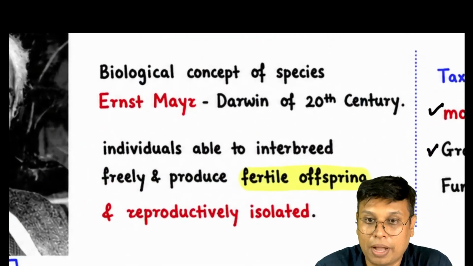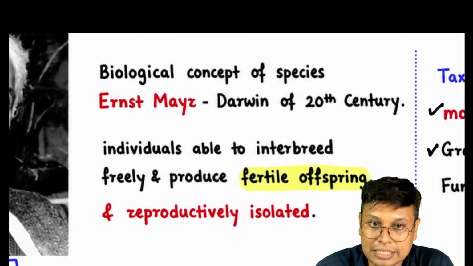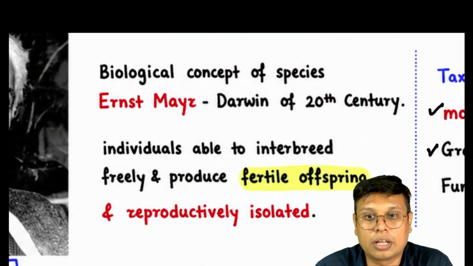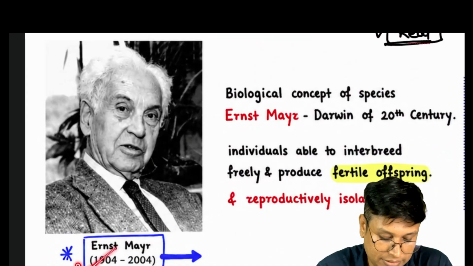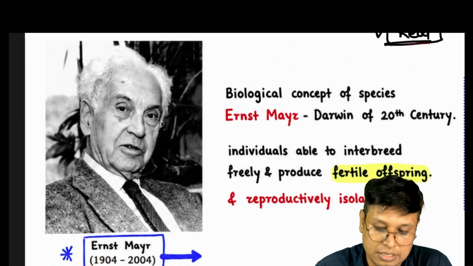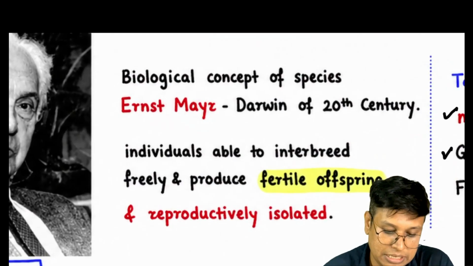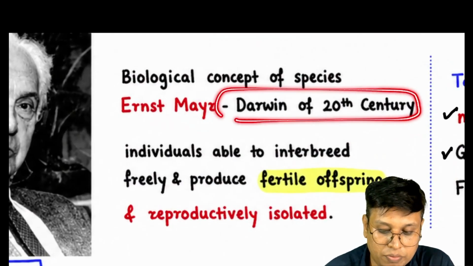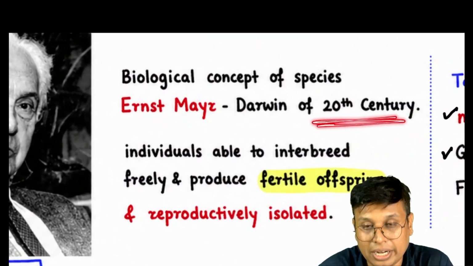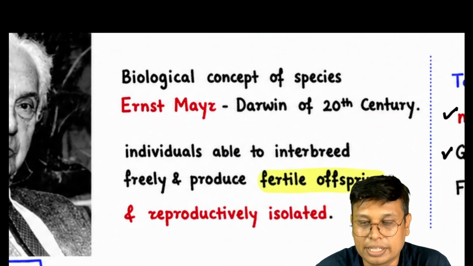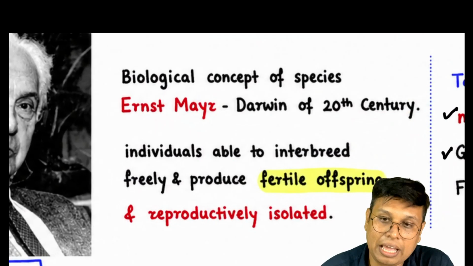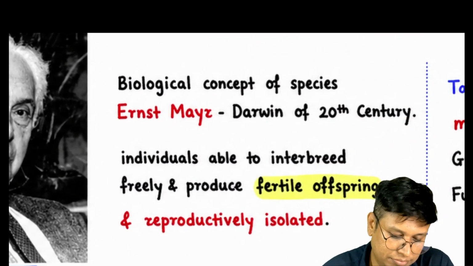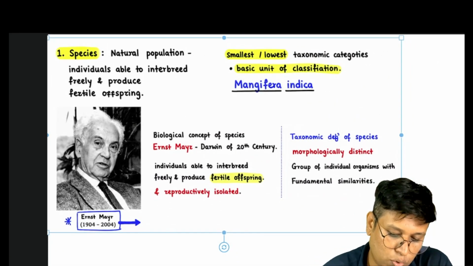Now we are going with the biological concept of species, and this problem, the definition or the concept of species, was solved by Ernest Mayr. This Ernest Mayr solved the biological concept of species. He was called the Darwin of the 20th century. So remember this, mug it up. This is going to be on your test or DPPs. Very easy. So Darwin of the 20th century is Ernest Mayr.